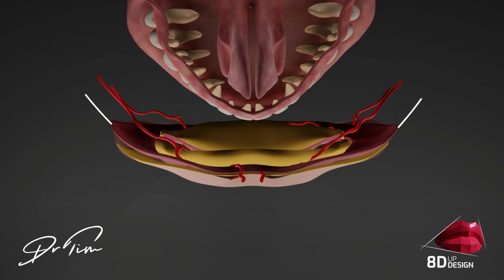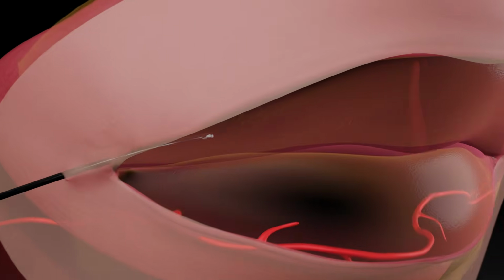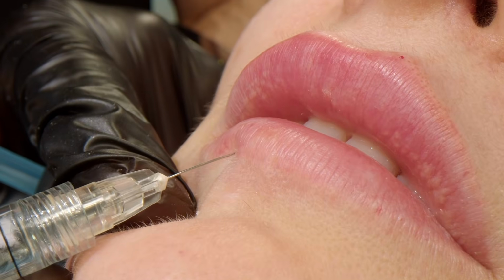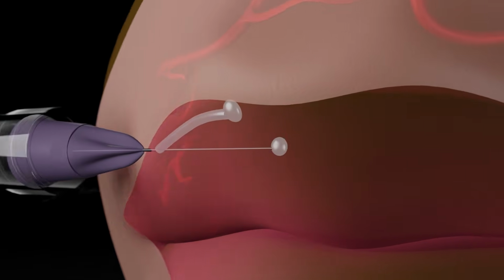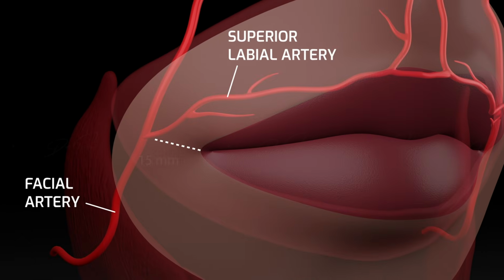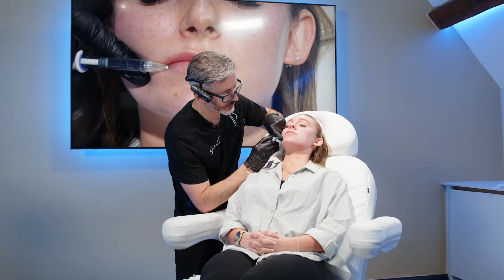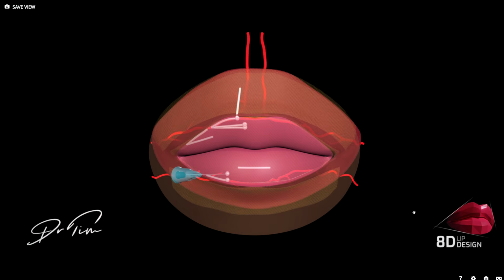When injecting lips, one question matters. Where's the artery? If you don't know, you shouldn't be injecting. In this video, I'm going to show you exactly where that artery really is, why so many injectors get it wrong, and how a true 3D understanding of lip anatomy can make your injections safer, more accurate, and more confident.